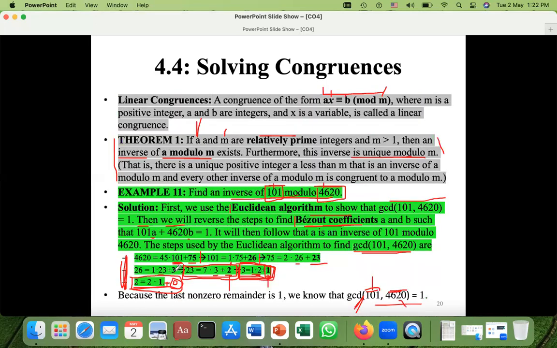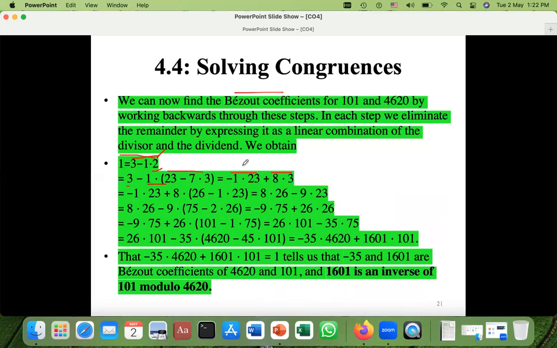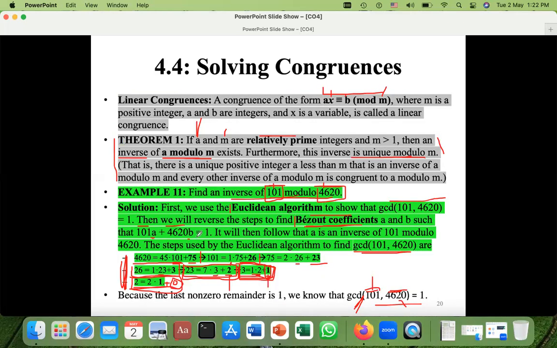Now we will go for the next step. And what is that step? We have to find something from here. If you move 1.23 to the left hand side, then you will have 26 minus 1.23 is equal to 3. Now you can replace the value of 3 here. So similarly, again, minus 1.23 plus 8 dot, and place the value of 26 minus 1.23. You are replacing that value from here.